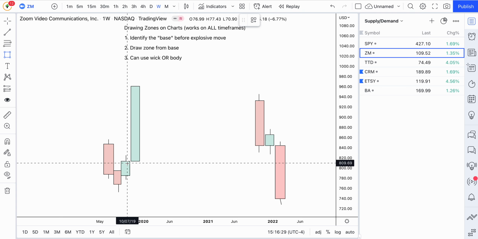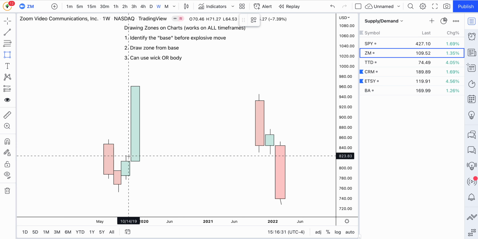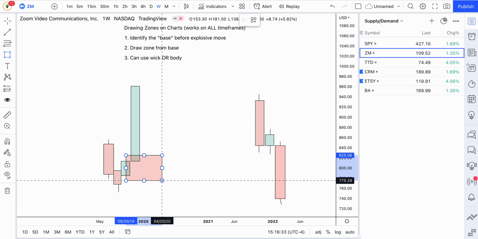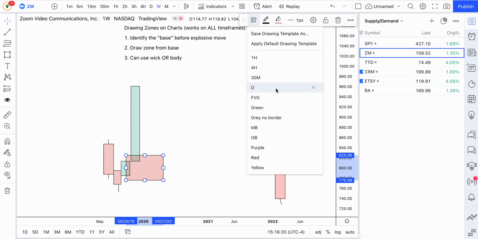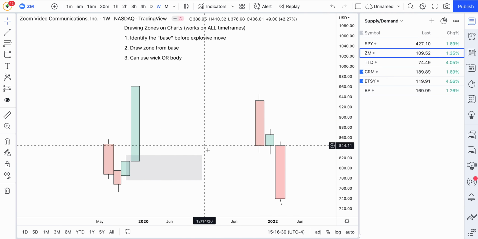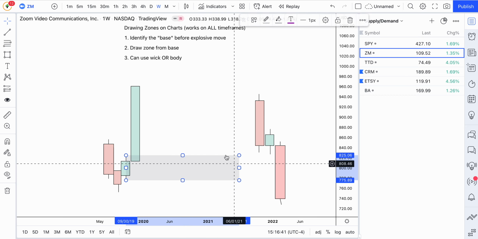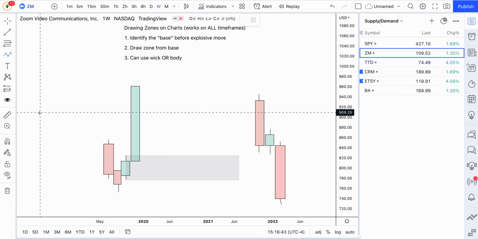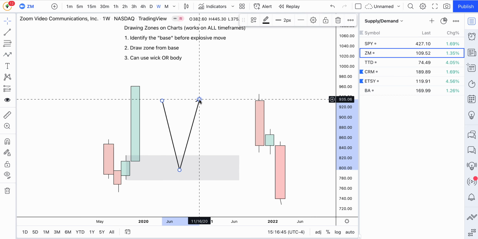And we're just going to draw a zone, right? So we're going to take that candle from the high of the wick down to the low of the wick. Let me make that gray. And that's going to be our demand zone. We'd extend that, and then as price goes back into it, we would expect to bounce out of that zone.